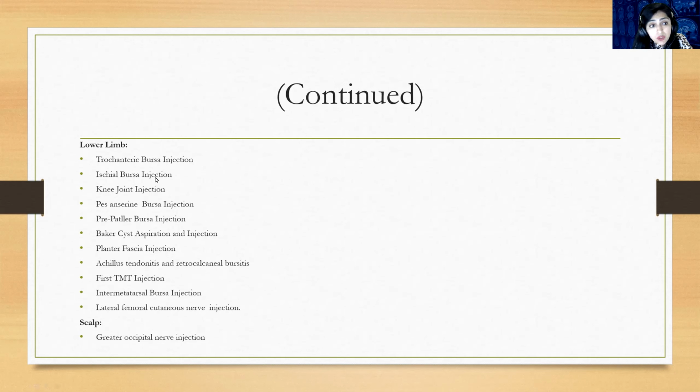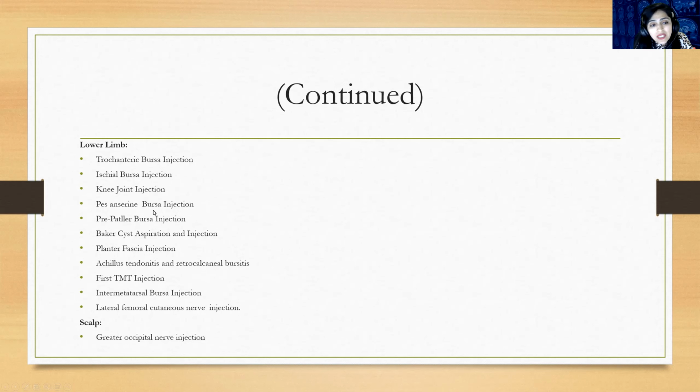Then other bursa we can inject around the hip joint is ischial bursa. Ischial bursa, we all know that it's present on the ischial tuberosity underneath the insertion of hamstring tendons. Then moving on to the knee joint, we can give injection into the knee joint. And there are some bursas around the knee joint where we can inject if those bursas are inflamed.